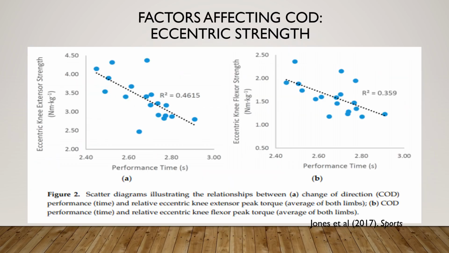Now again, if we focus on the role of strength in performance time for any kind of change of direction, we can see here in this study a negative correlation between eccentric strength, whether that be extensor or flexor strength, and the performance time for a change of direction. As the eccentric strength goes down, we see an increase in performance time. Again, just highlighting the importance of eccentric strength in any change of direction and movement.